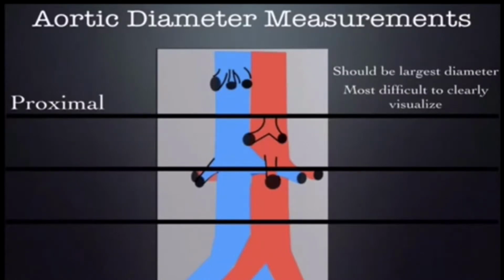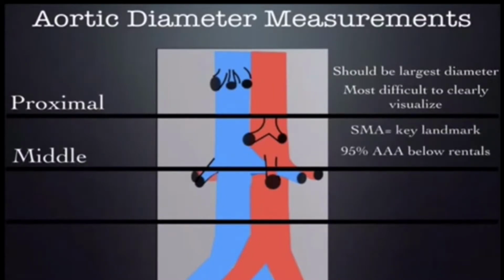Remember I said earlier that you can actually have a 3.9 centimeter proximal aorta and that be normal in the male patient. The middle segment, the key landmark for the middle segment is going to be the superior mesenteric artery. Once you identify the superior mesenteric artery, you know that you're immediately above the renal arteries. This is how you're going to know if the AAA is infrarenal or suprarenal.